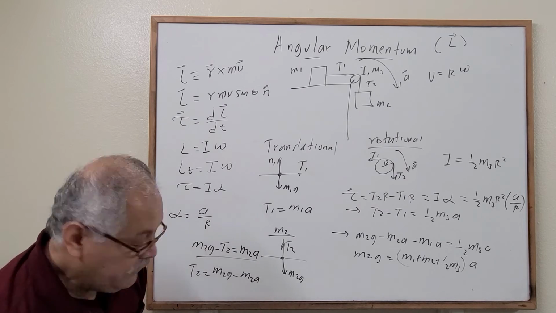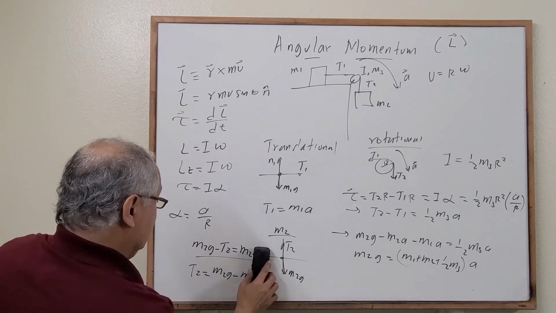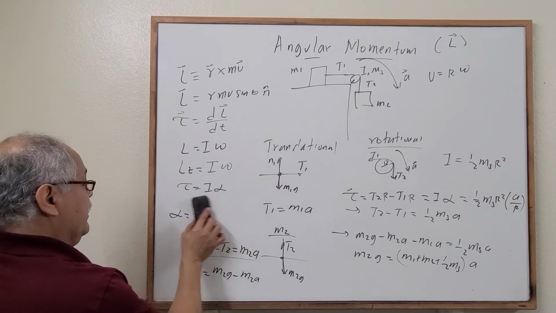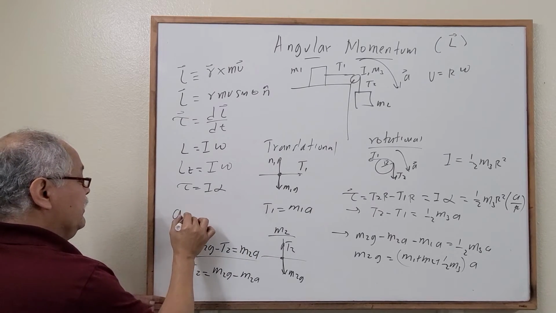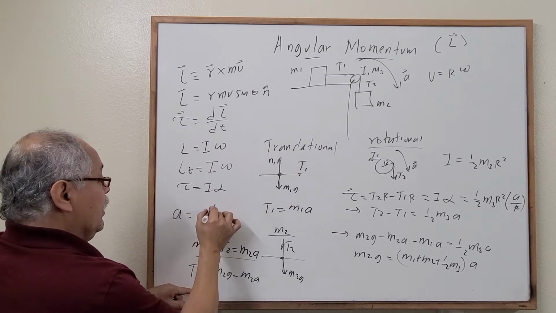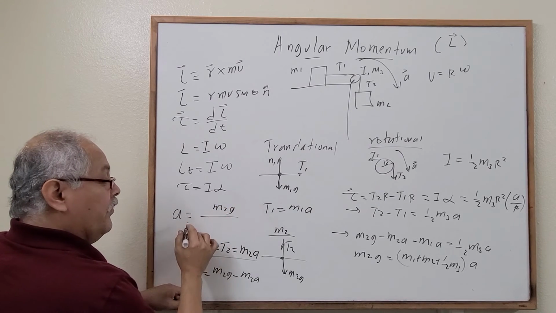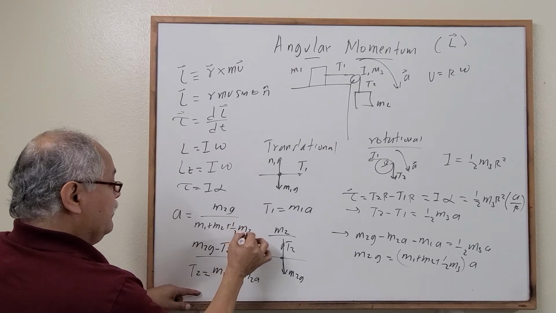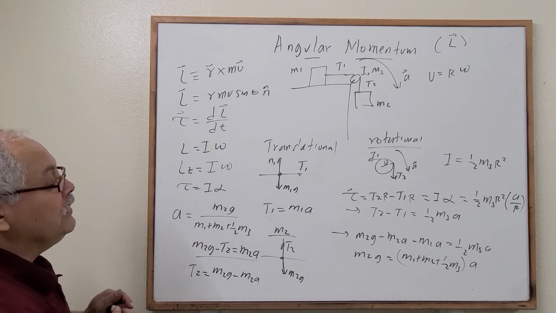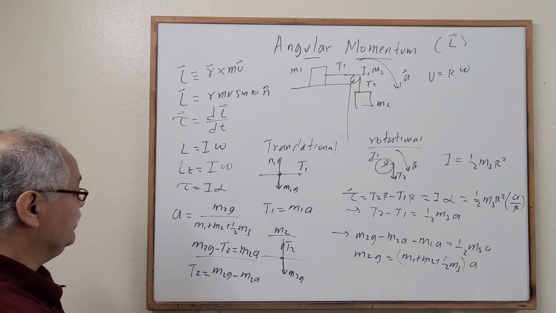Correct. From here we can find acceleration. Let me put it right here. Acceleration then is equal to m2 g over m1 plus m2 plus 1/2 m3. That should be the acceleration.